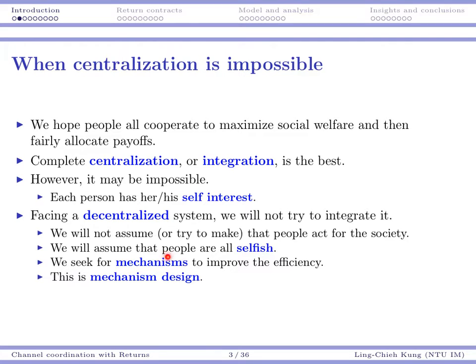We will assume that people are all selfish and do not act to maximize other people's utility or system efficiency. And under these assumptions, we will try to design mechanisms to improve the efficiency. Starting from this lecture, we will talk about possible mechanisms in different situations for improving efficiency.